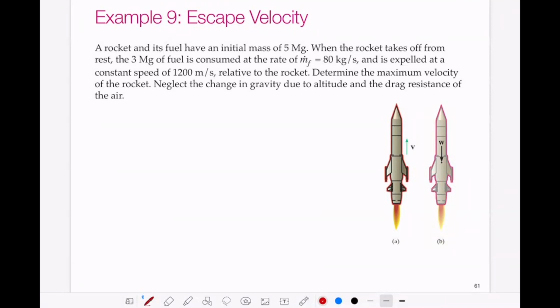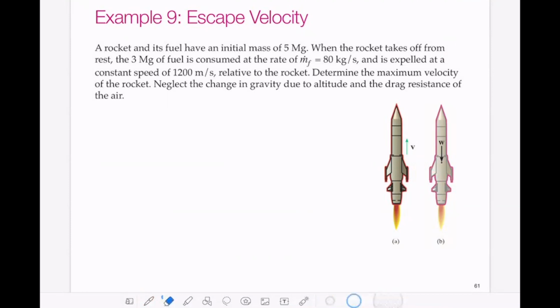So let's look at this example. We have a rocket and its fuel. They have an initial mass of 5 megagrams. When the rocket takes off from rest, the 3 megagrams of fuel is consumed at a rate of 80 kilograms per second. And it is expelled at a constant speed of 1,200 meters per second relative to the rocket. Determine the maximum velocity of the rocket. Neglect the change in gravity due to altitude and the drag resistance of the air.